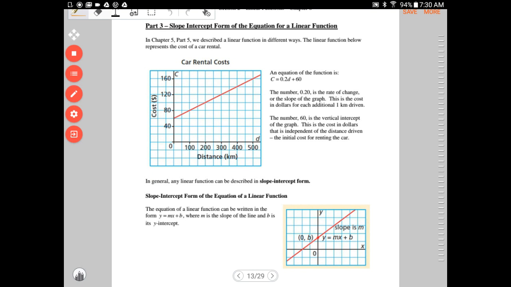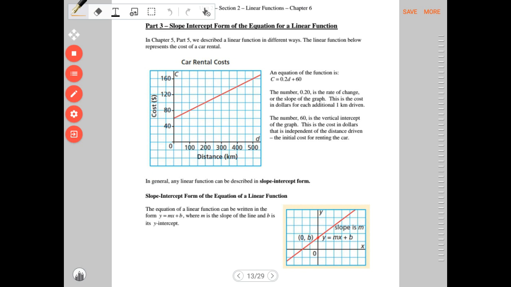All right, part 3, slope-intercept form of the equation for a linear function. In chapter 5, part 5, we described a linear function in different ways. The linear function below represents the cost of a car rental. So we have a graph: car rental cost, so cost, distance driven.